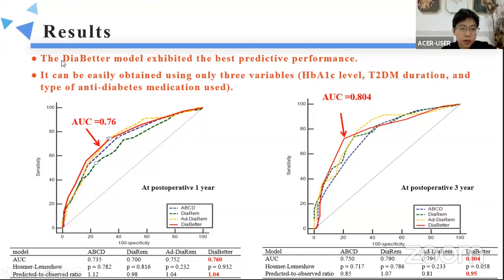Overall, the DiaRem model showed the best predictive performance. And it has the advantage of easy clinical application because it only needs 3 variables to be collected. That's all. Thank you for your attention. If you have any questions, please don't hesitate to raise them.